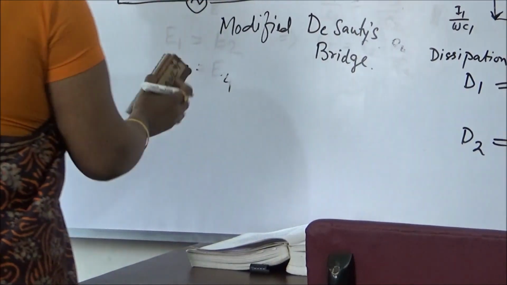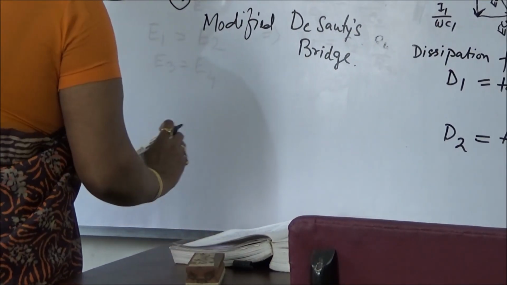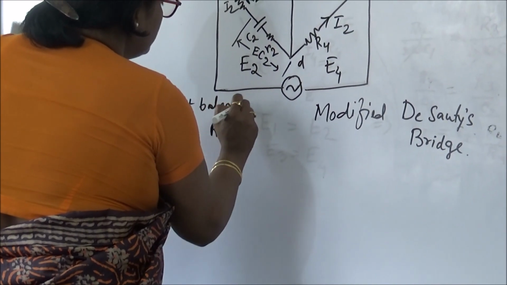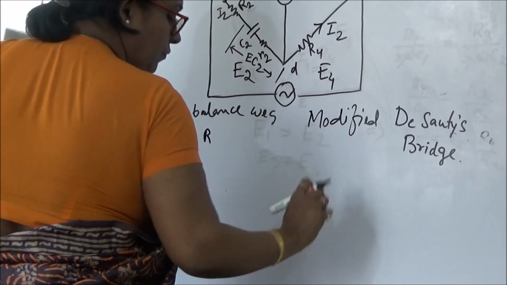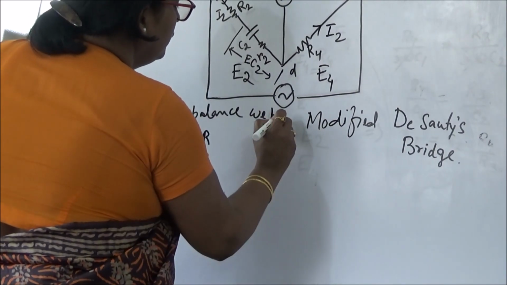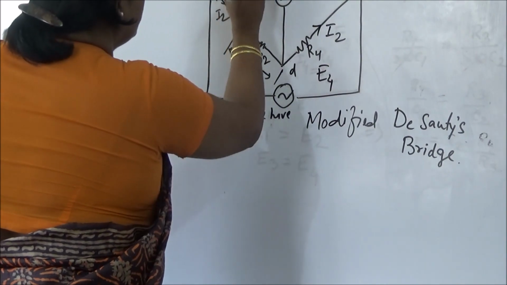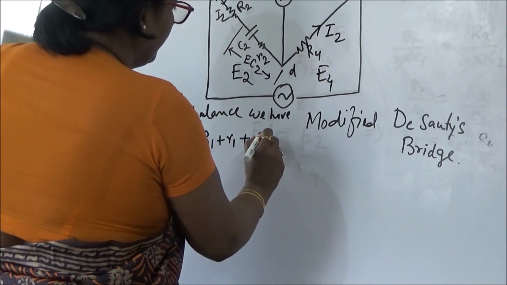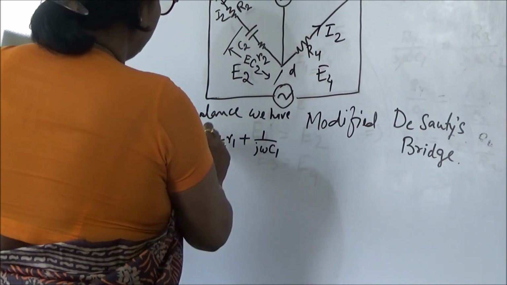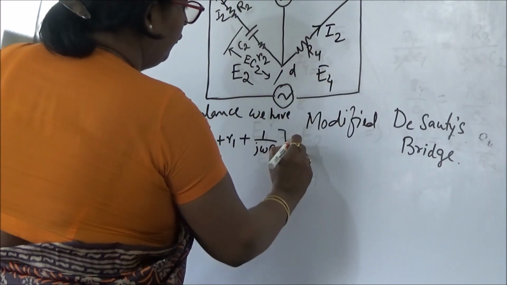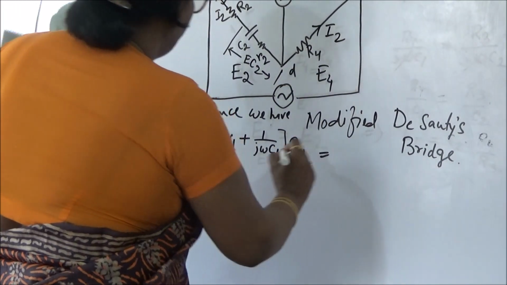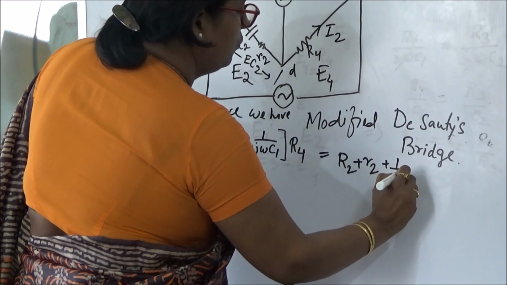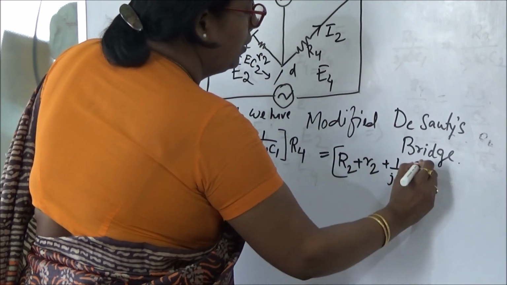So at balance we can write that at balance we have R1, capital R1 plus small r1 plus 1 by j omega C1 multiplied by R4 is equal to R2 plus small r2 plus 1 by j omega C2 into R3.